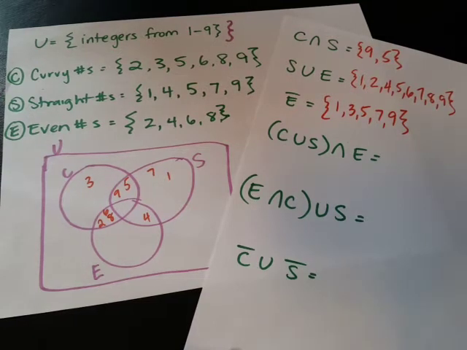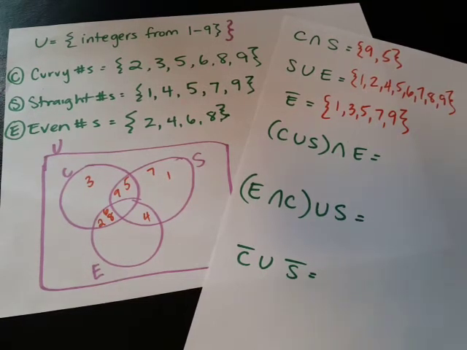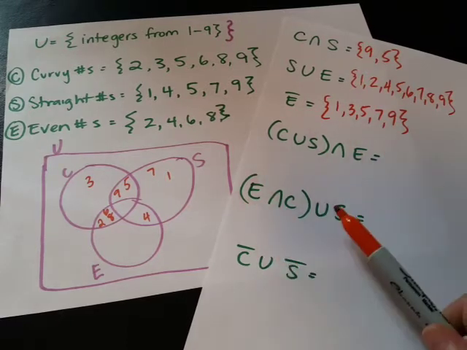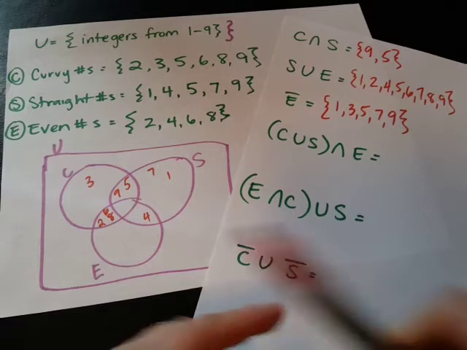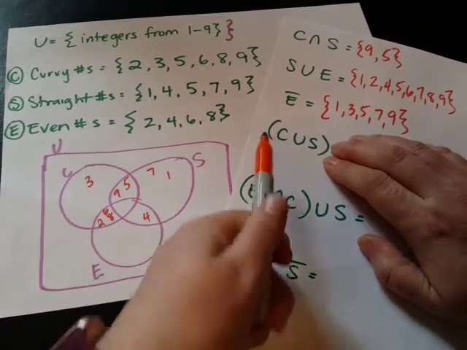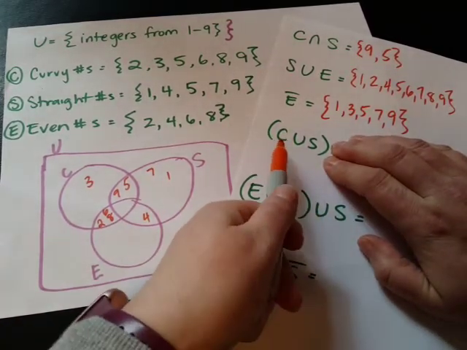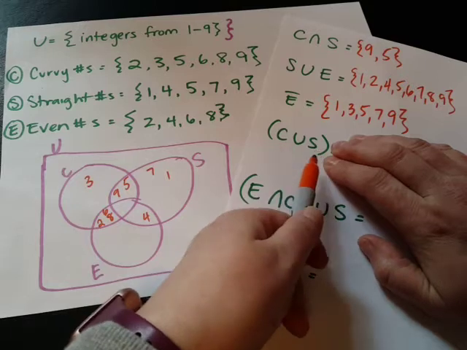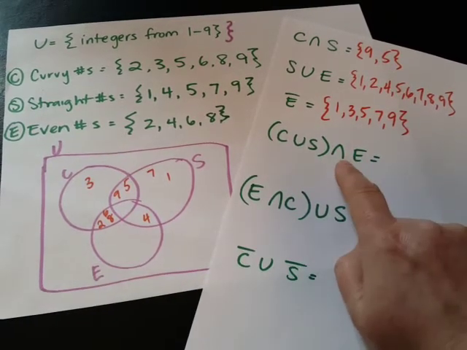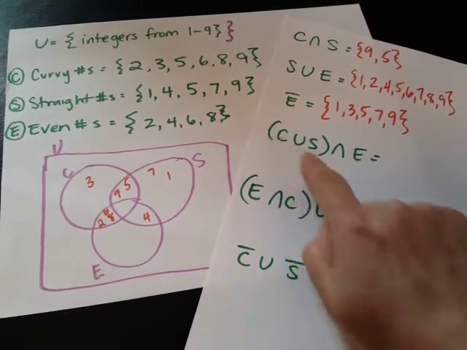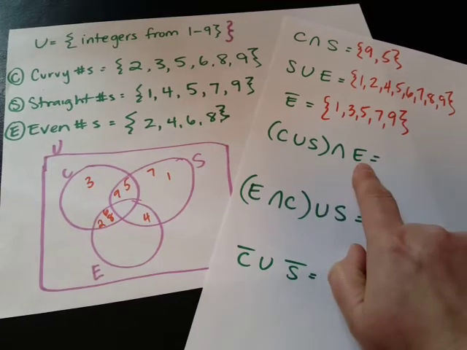So, order of operations, BEDMAS, do your brackets first. That's all that this is. It's starting to look kind of crazy, but let's take it one step at a time. Let's do this bracket. Let's find the union between set C and set S, and then we'll find the intersection between that and E.